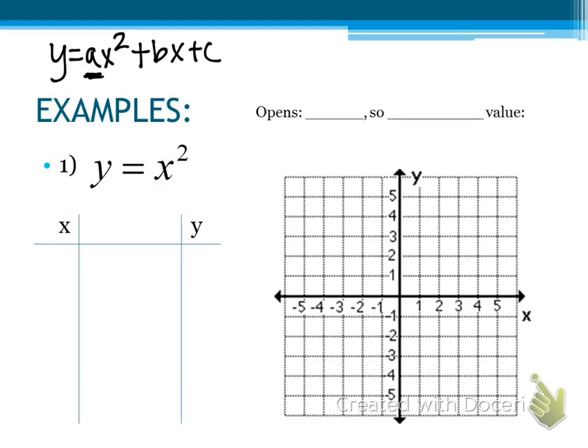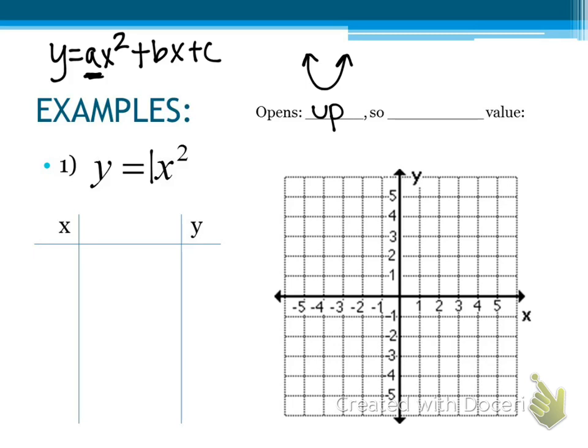What's out in front of my x squared on this problem? Some people said it. A 1. So is a positive or negative? A is positive, so this graph is going to open up or down? Up. So when your graph opens up, that looks like a normal U. Does anybody remember from our notes, or look back to your notes, is it going to have a minimum or a maximum value?